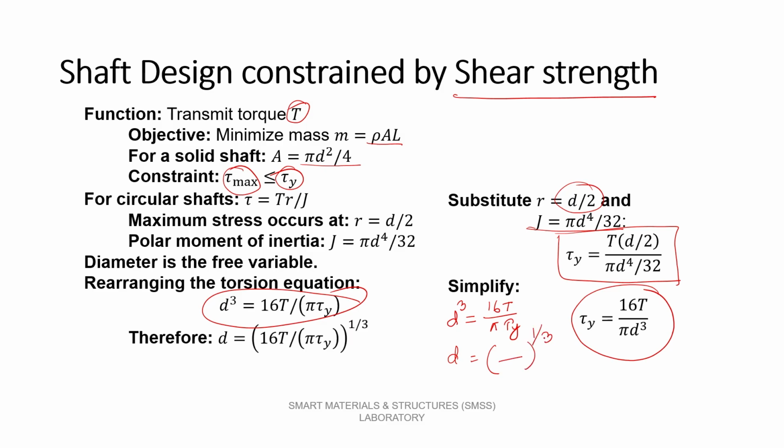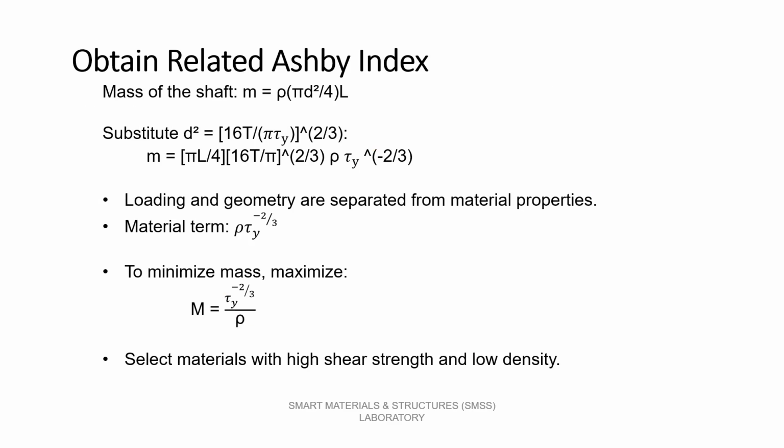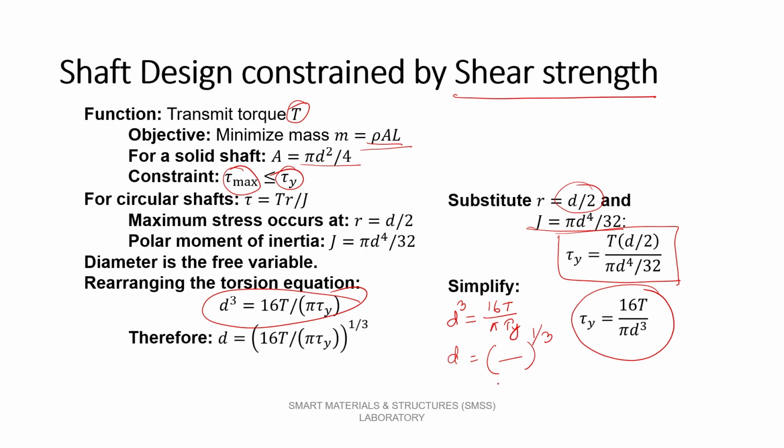Okay. So, that is our diameter d, and then let us use this expression in the expression for the mass. That is what we are going to do in the next slide. So, we know already that the area is pi d square by 4, and hence this square part we can substitute from our earlier expression of d. Okay.